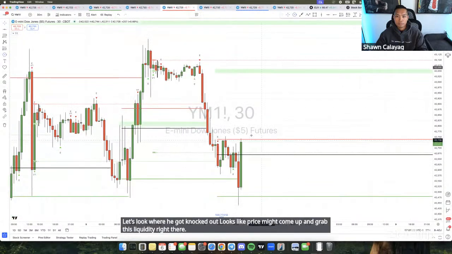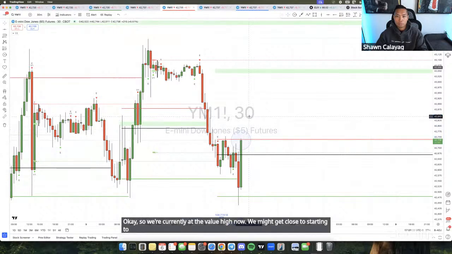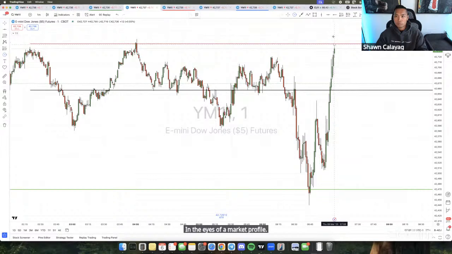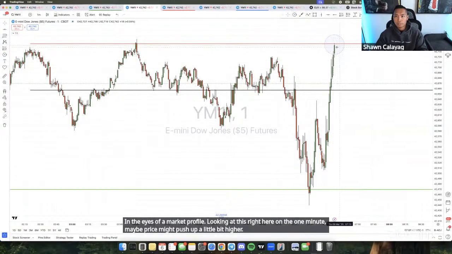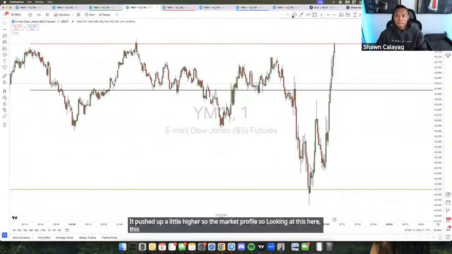Okay, so we're currently at the value high now. We might get close to starting to see some sort of reversal back to the downside. Right now, price is overpriced in the eyes of market profile. Looking at this right here on the 1 minute, maybe price might push up a little bit higher, bounce off, and there you go. It pushed up a little higher to the market profile. So looking at this here, this looks like a nice reversal point.